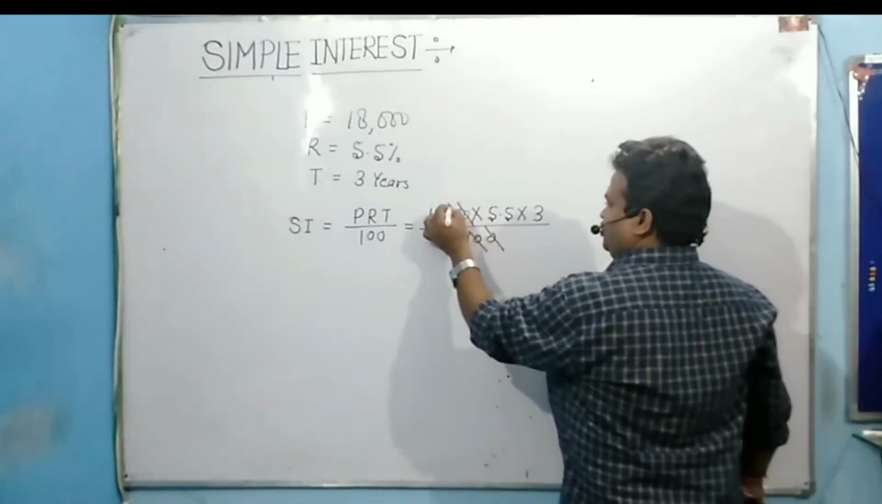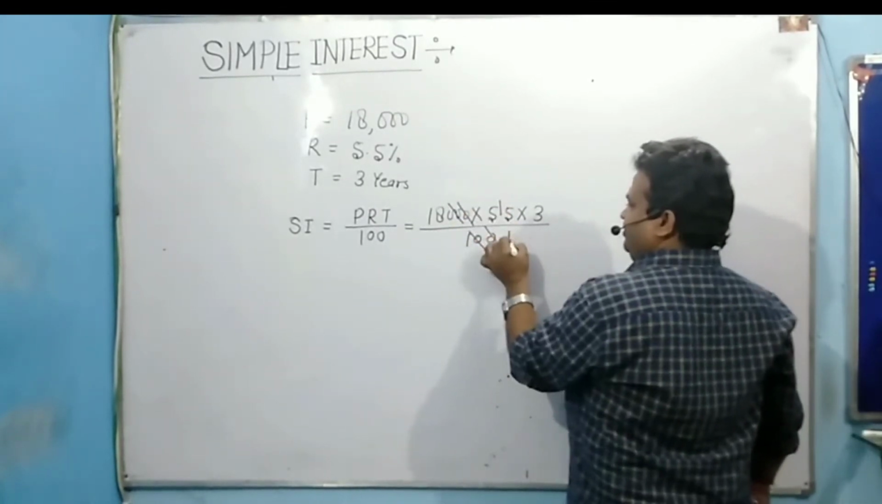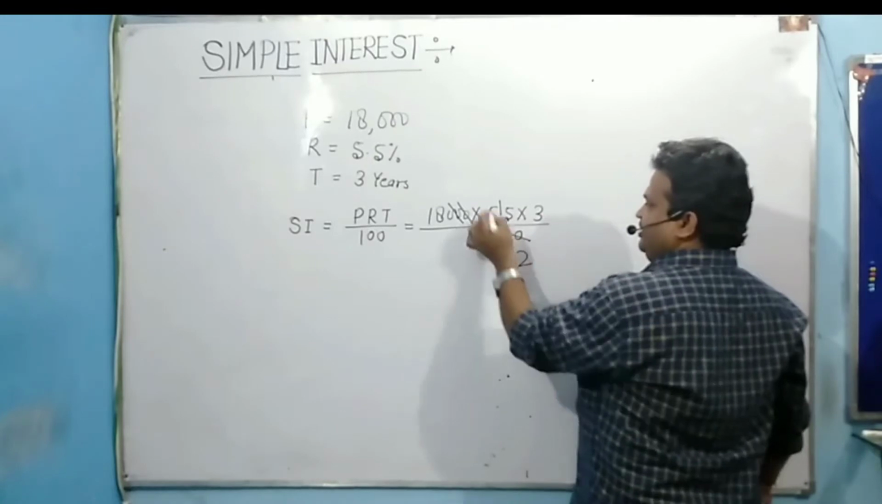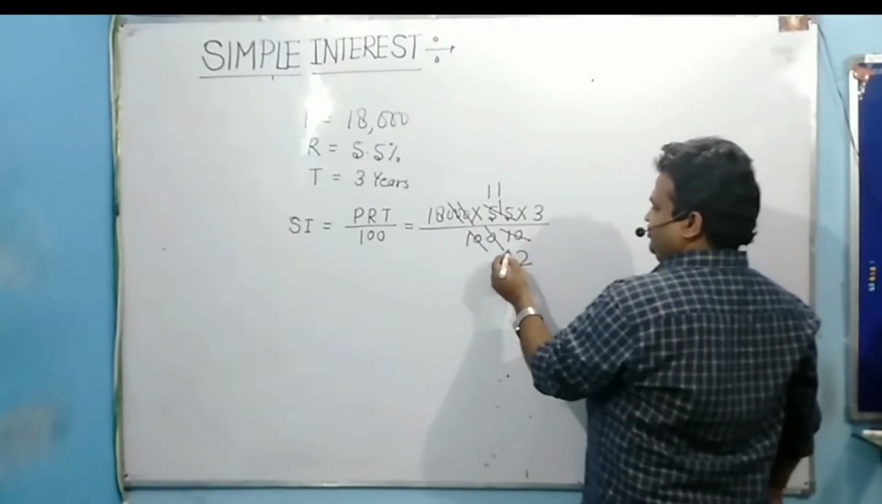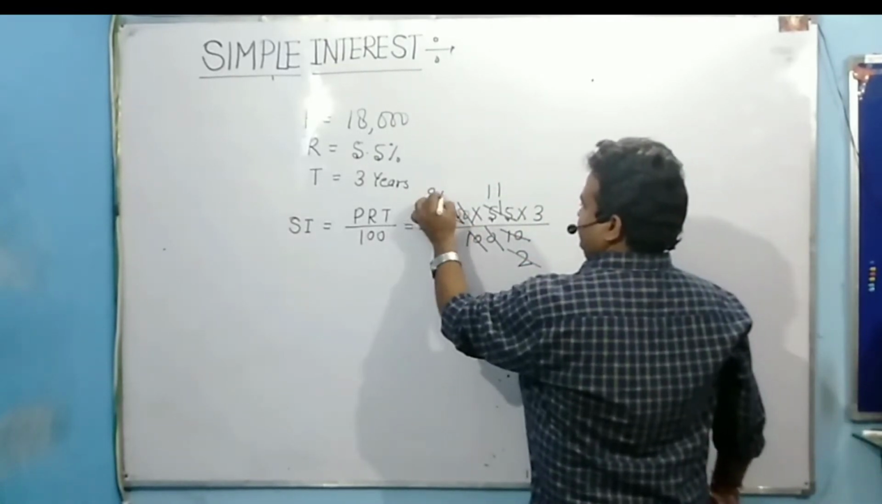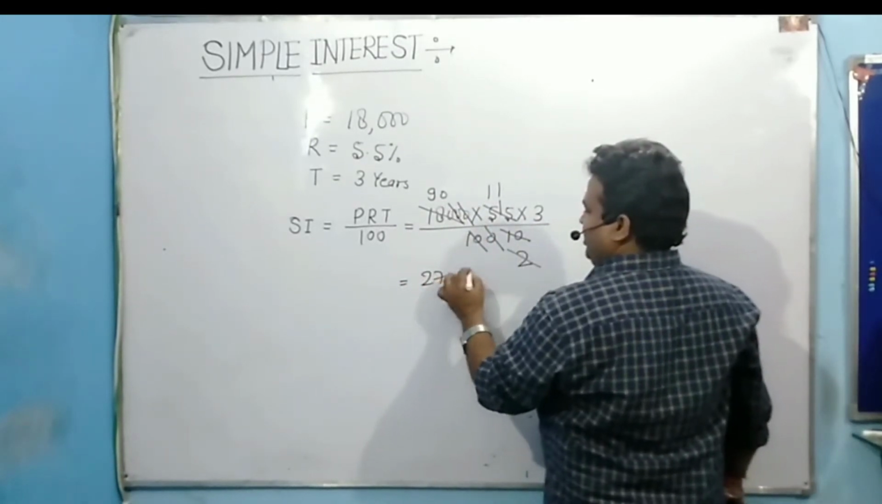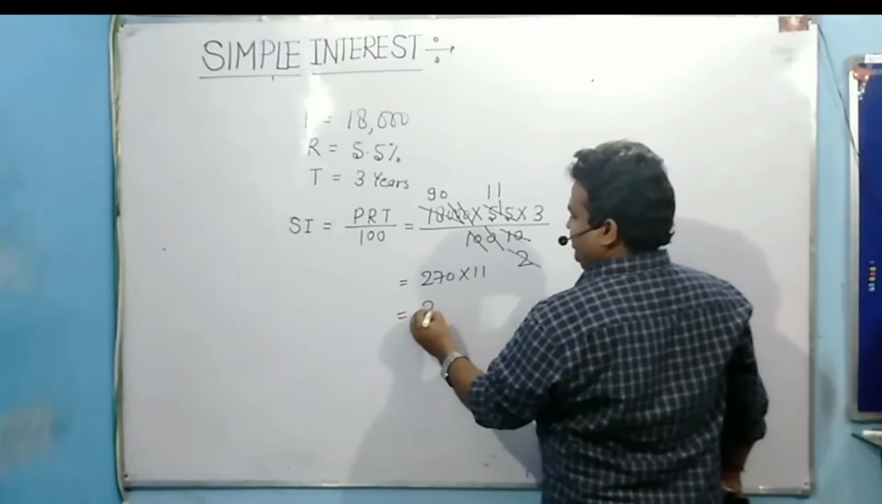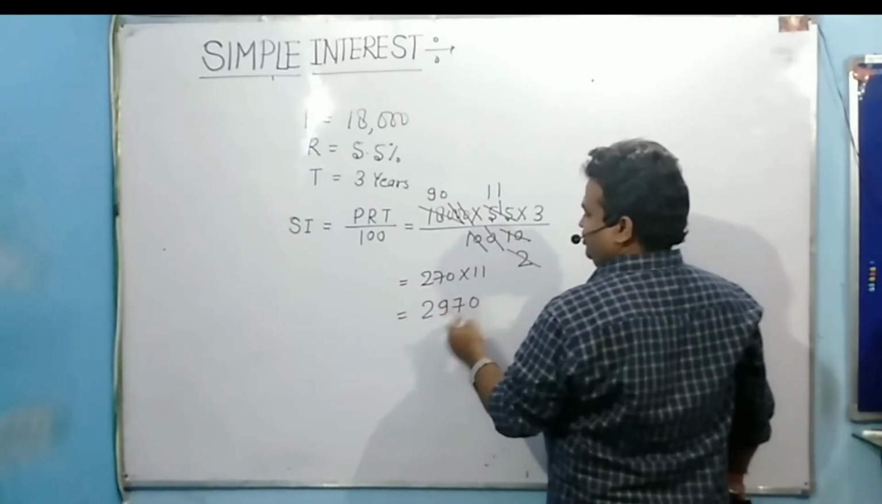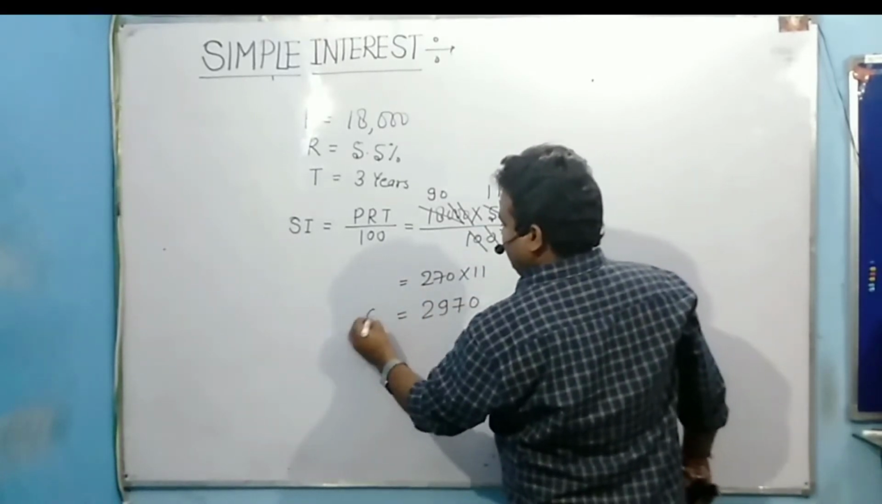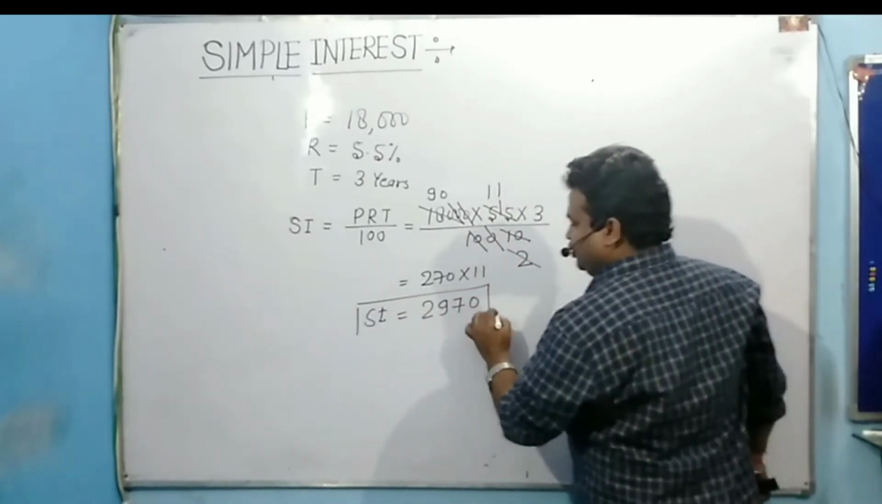You cut the 2 and 0, remove the decimal, place 0. 5 2s are 10, 11 times. And this one is 90. 9 3s are 270, multiplied by 11. So you will get 2970. So my simple interest value is 2970.